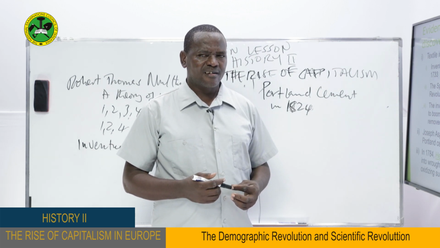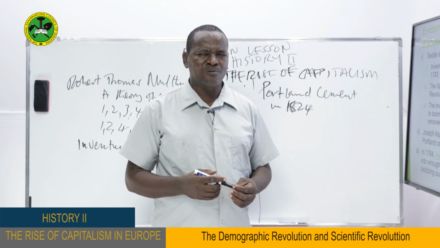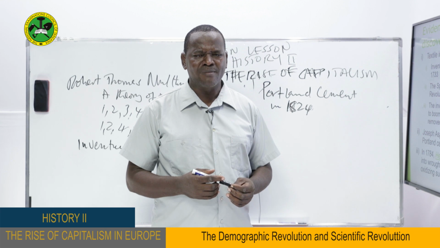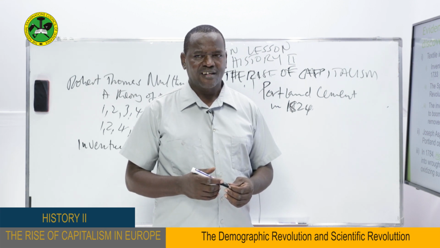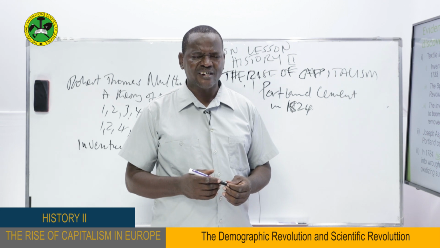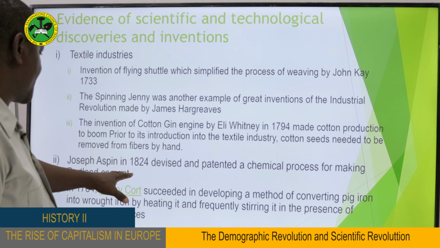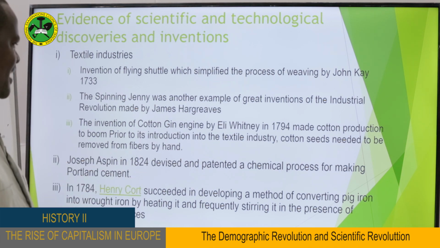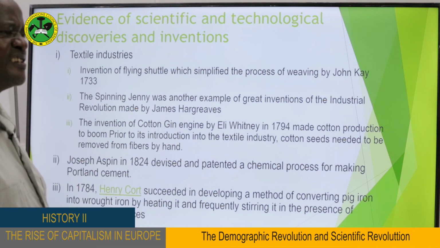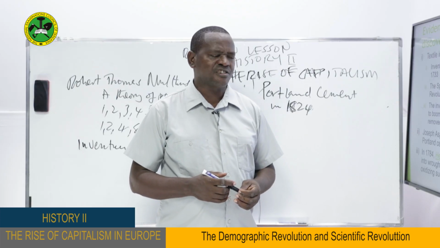Why? Ask yourself a question. What do you think we would be using today to construct our houses, to construct bridges, and other different types of civil construction, if there were no cement? But this invention was made by Joseph Aspin in 1824, and this brought a lot of changes in civil engineering works.